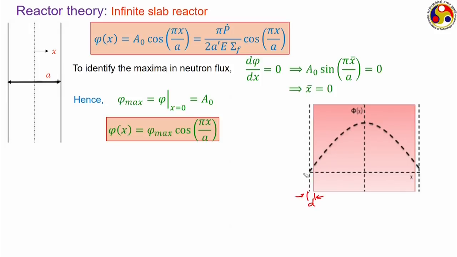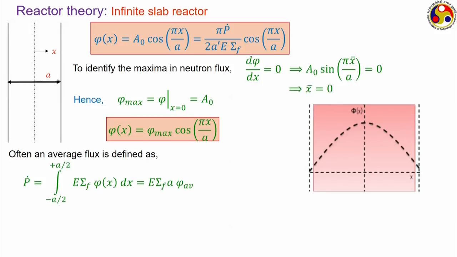Also, along with the maxima, quite often an average neutron flux is important information. As we can clearly see from this picture, the flux is maximum at the center line and sharply reduces to become nearly zero at the edge. So, an average flux can be defined like this, where this phi average should be such a value that it is able to maintain the same power rating of the reactor.